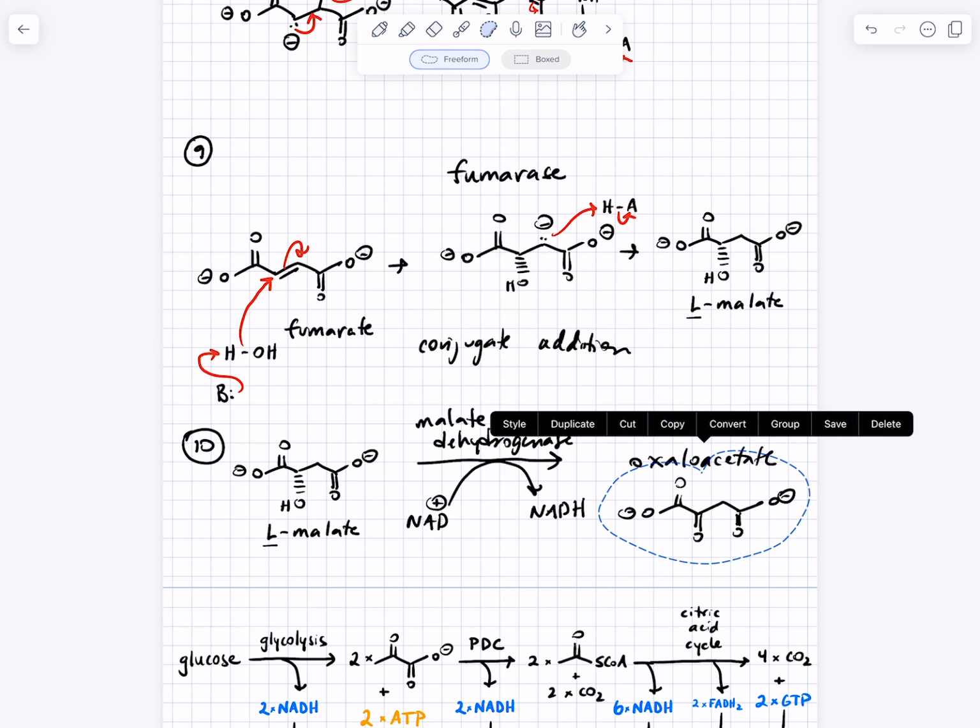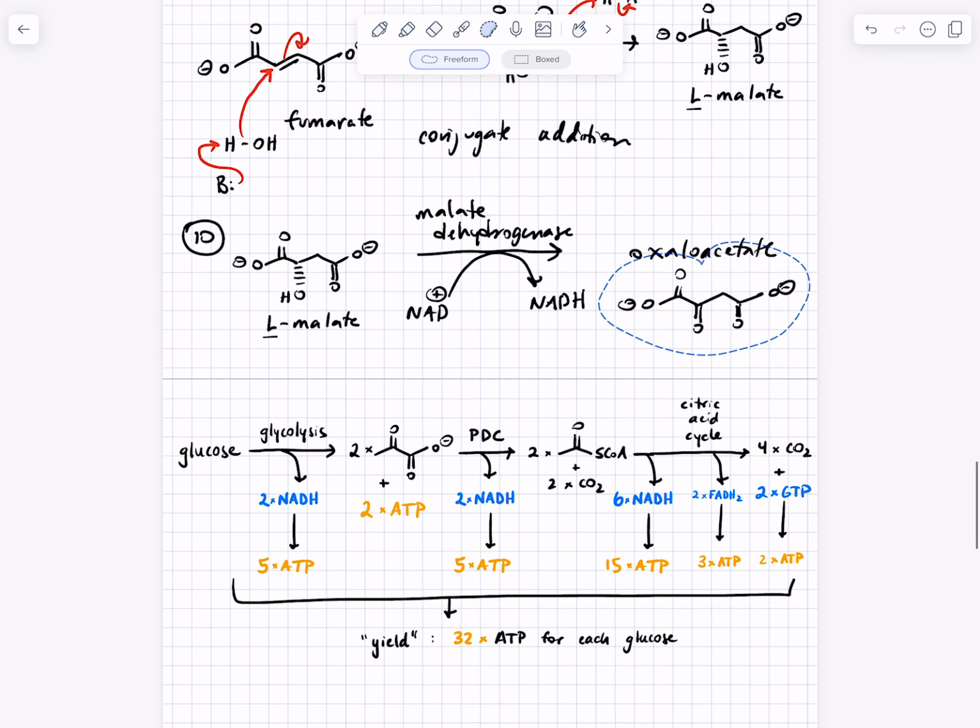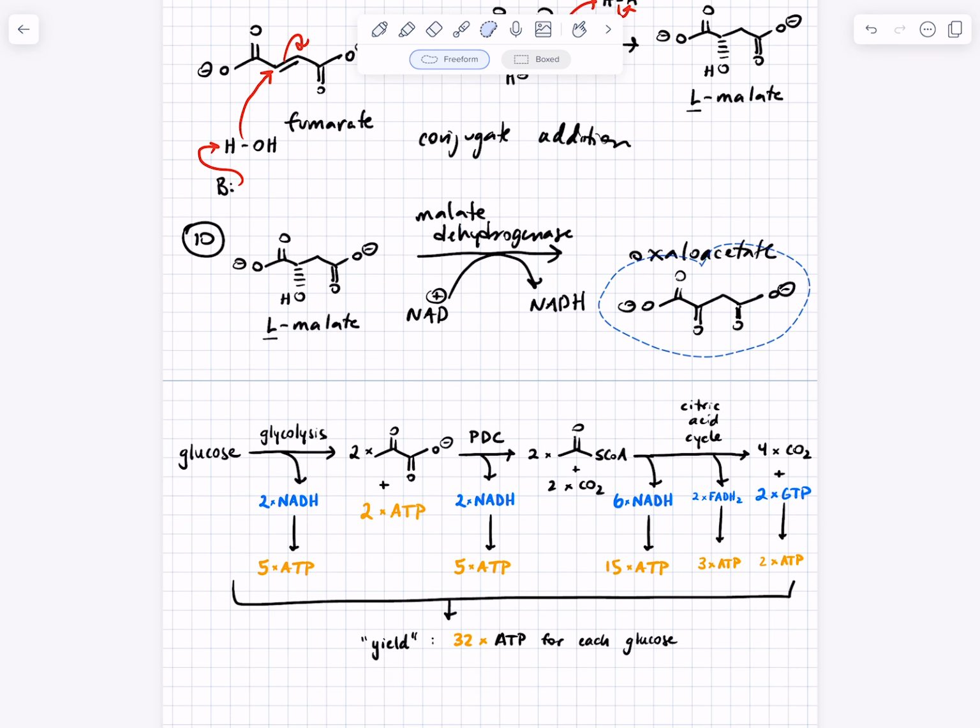So next time, we'll move on to chapter 28. I'm also going to summarize the overall yield, and we'll say something about how many times your body actually has to recycle 1 molecule of ATP to keep you alive.